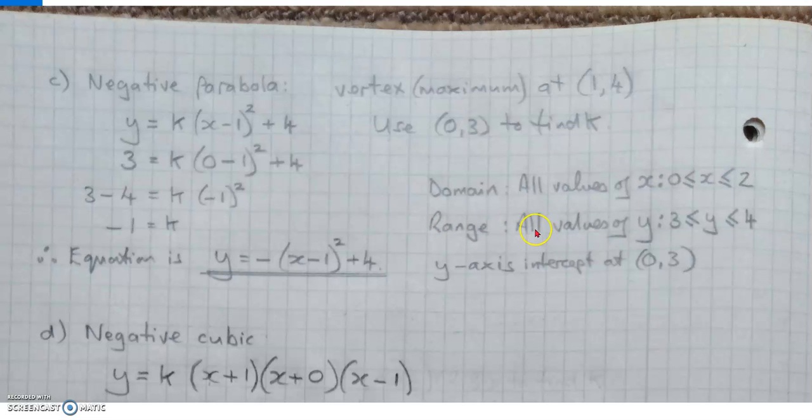The range only exists between 3 and 4 on the y-axis. So that's what you've got to state: all values of y such that 3 is less than or equal to y, which is less than or equal to 4. And there is a y-axis intercept at (0, 3).